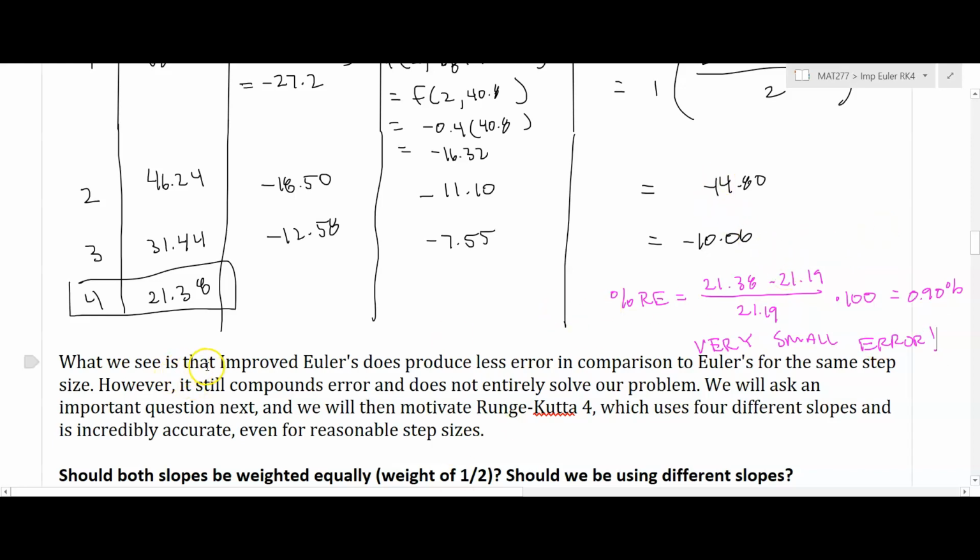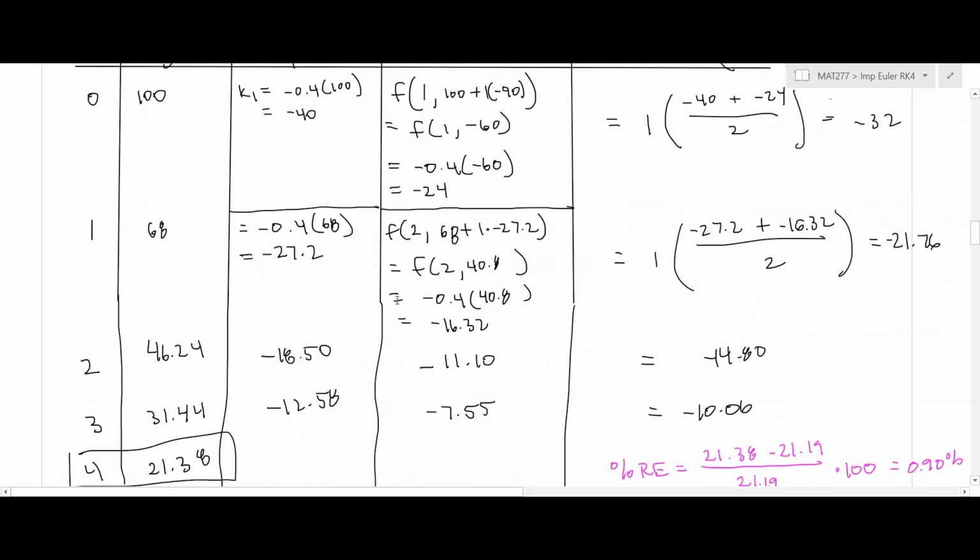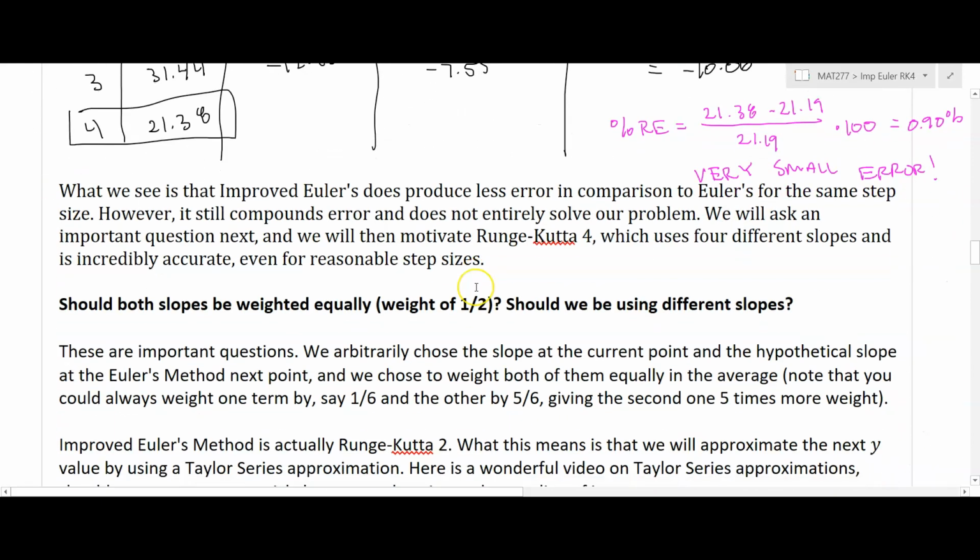Now what we see is that improved Euler's method does produce less error in comparison to Euler's for the same step size. However, it's still going to compound the error because we're still making mistakes. It's hard to say how fast it will catch up to Euler's method, how many more units of time you'll be able to go before the error gets quite as big. But it will diverge from the actual solution, even for reasonable step sizes. So if this one's not that much better than Euler's in general, and it requires that much more computation, why are we doing it? Well, we're going to get at that question now.